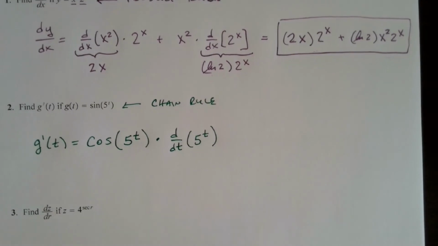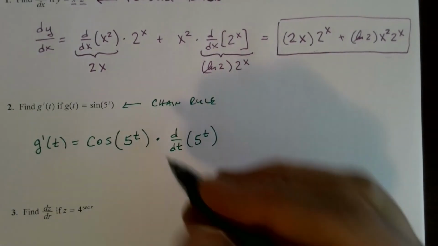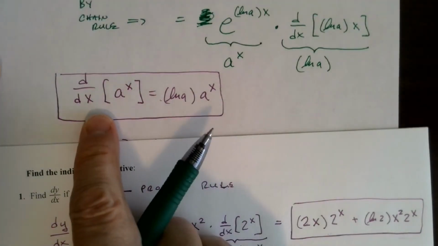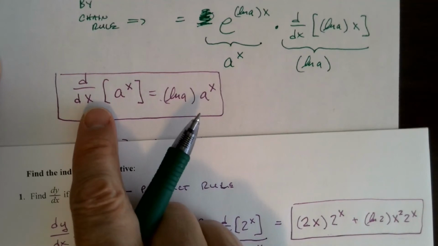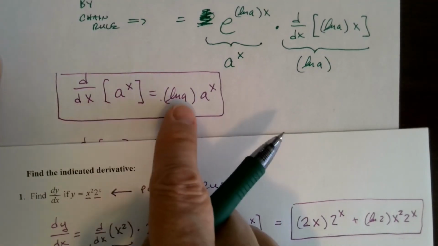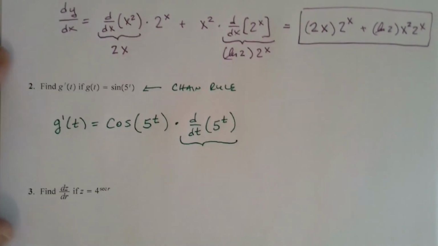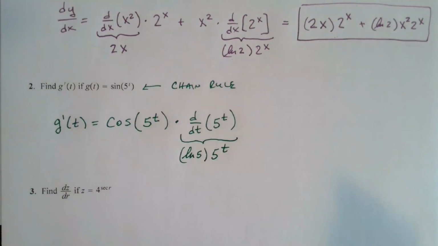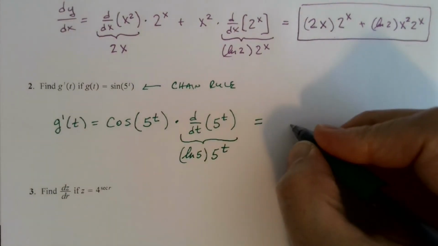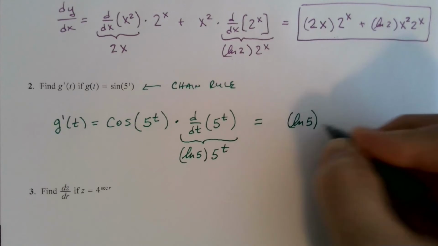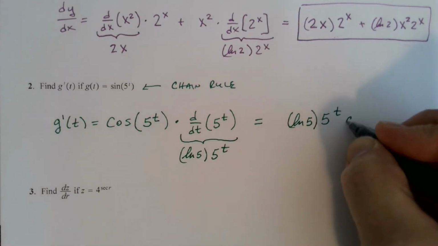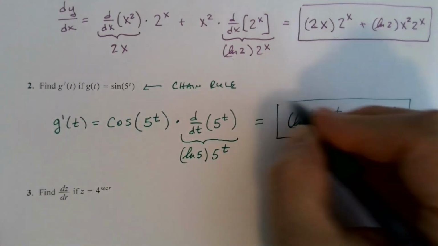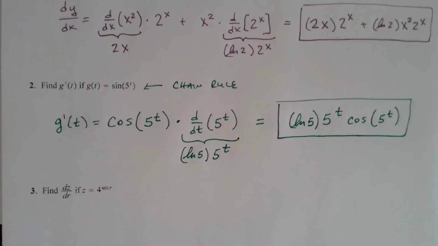And what's the derivative with respect to t of 5 to the t? That's by this new rule, remember? Right here. Of course, I've got x here, but down here our independent variable is t. But the derivative of a to the t would be natural log of a times a to the t. And so here we have the natural log of 5 times 5 to the t. So I'll clean that up. I could bring the natural log of 5 in front. I'll bring this 5 to the t in front as well. Cosine of 5 to the t. There's our derivative.